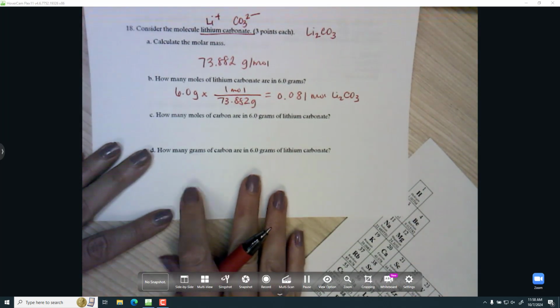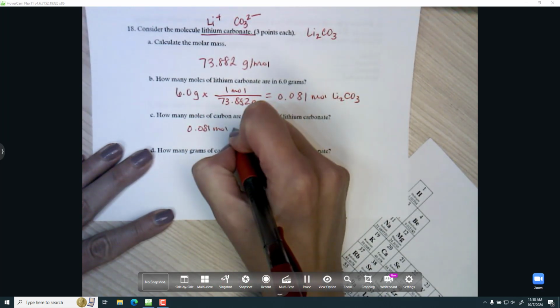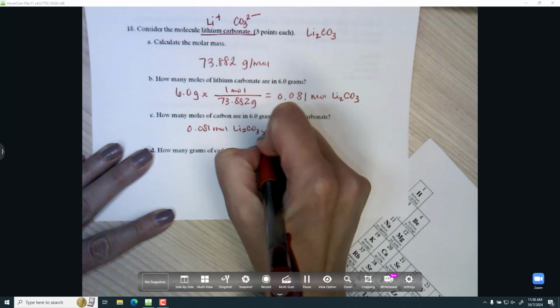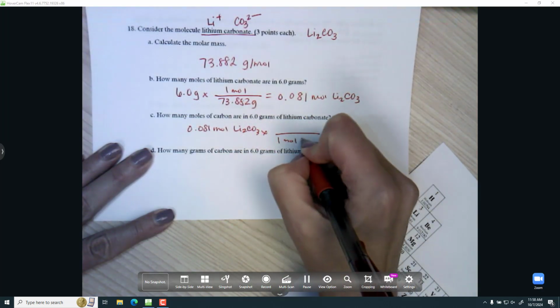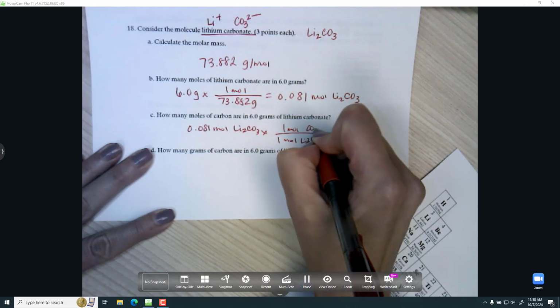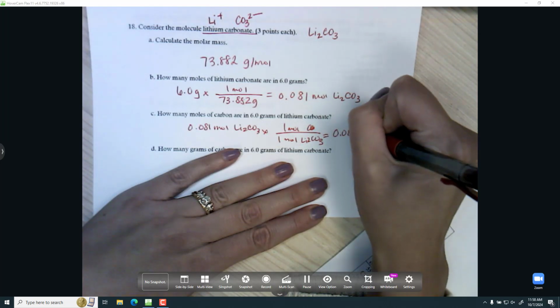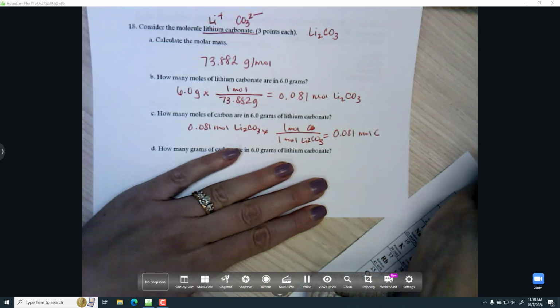To go from moles of compound to moles of carbon, I just have to look at the formula, and I see in 1 lithium carbonate, there's only 1 carbon. So in 1 mole of lithium carbonate, there's 1 mole of carbon. So in 0.081 moles of lithium carbonate, there's 0.081 moles of carbon.